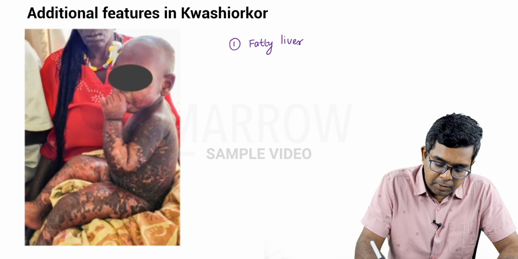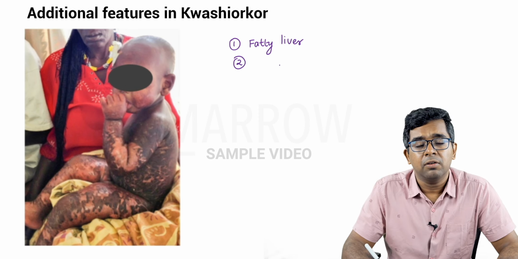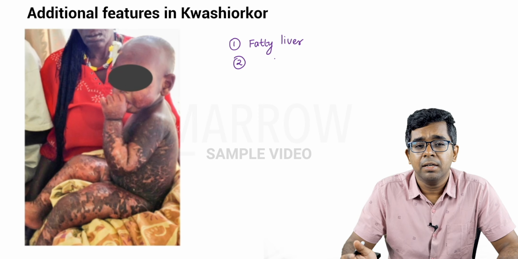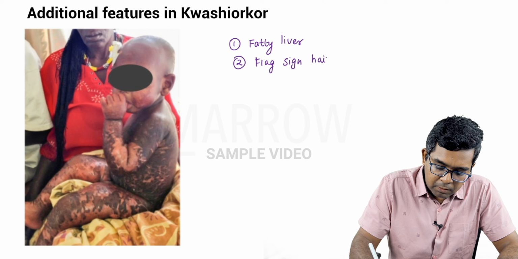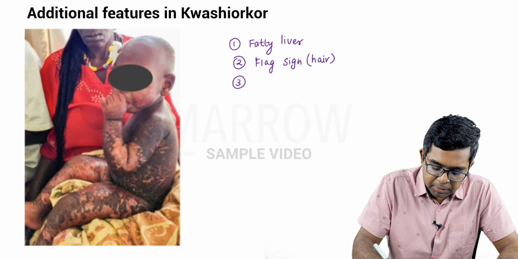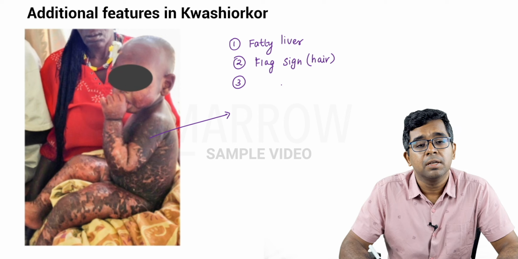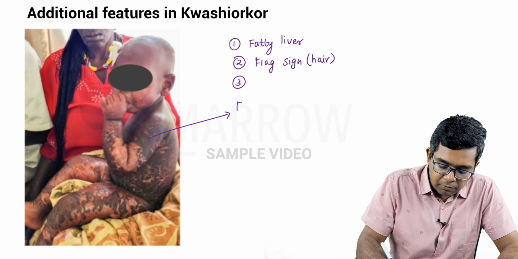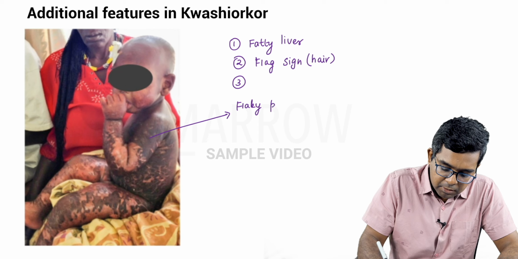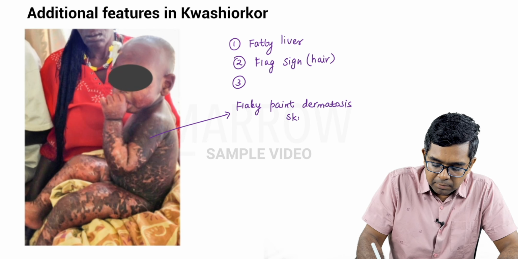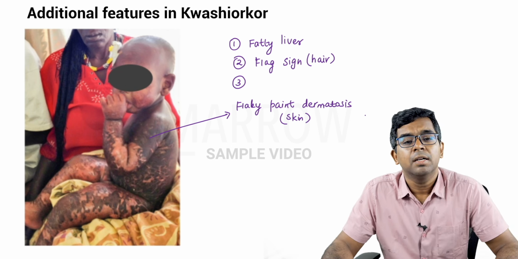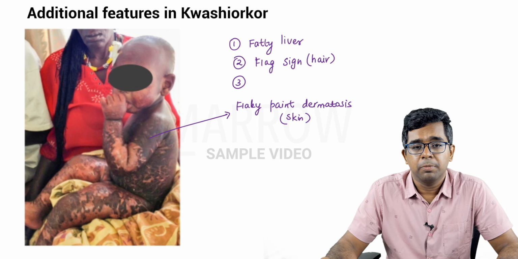Fatty liver. Second one, if you look at the hair of these children with Kwashiorkor, they have alternate white and black areas, which is what we call the flag sign in the hair. Third one is what you are seeing in the picture, where you can see some brown spots in the skin area, which is called flaky paint dermatosis, a finding in the skin. So these are additional findings of Kwashiorkor which you should make a note of.